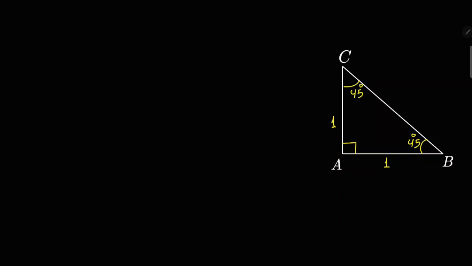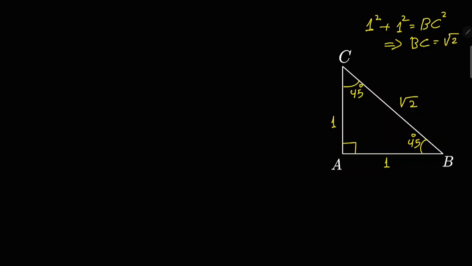So to do that, we can write AC squared, which is 1 squared, plus AB squared, which is 1 squared, equals BC squared. And therefore, BC equals square root of 2. So we can write here the length of CB equals square root of 2.